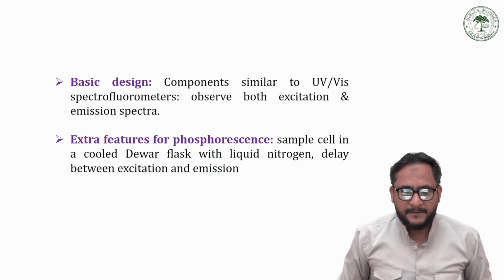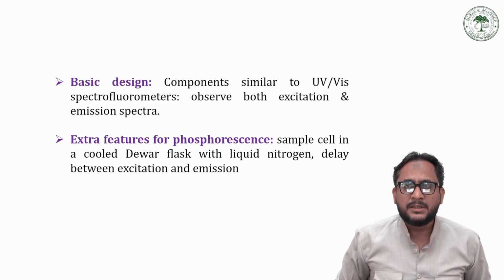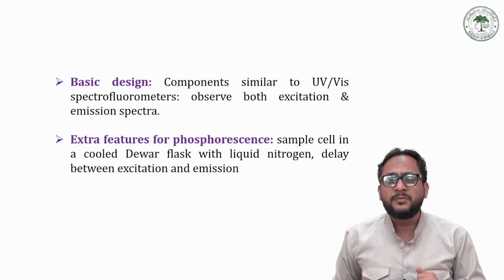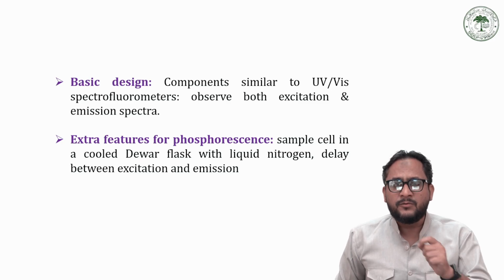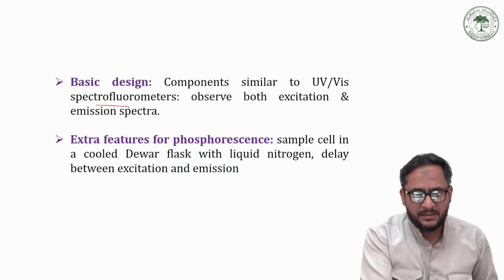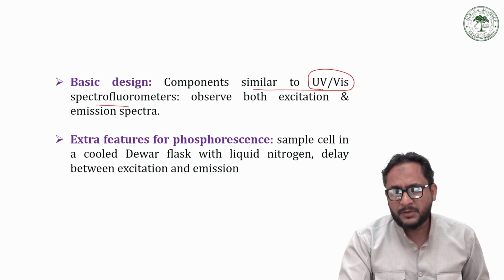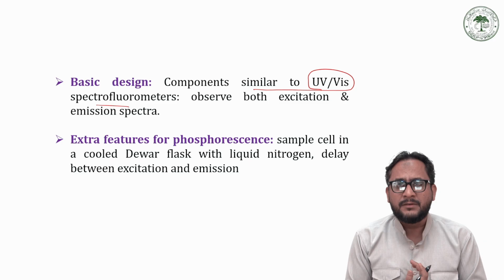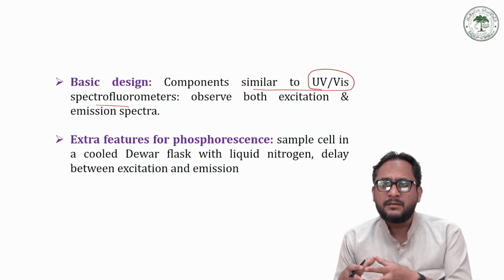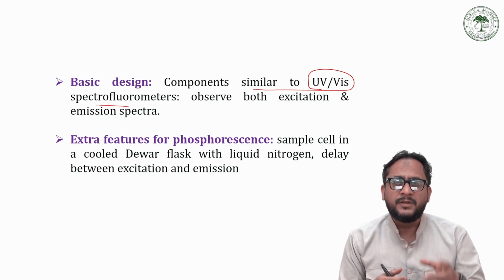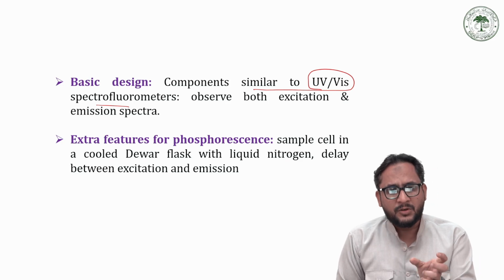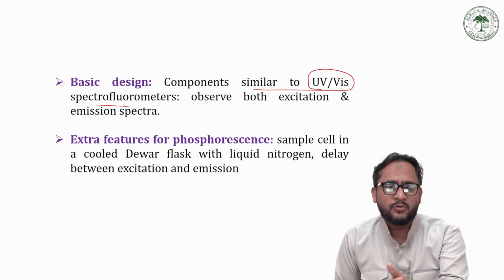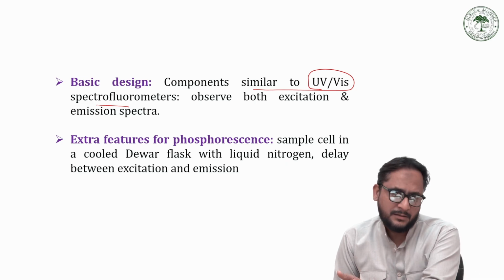The basic design of a fluorescence spectrophotometer, also known as a spectrofluorometer, is quite similar to our UV visible spectrophotometers, because UV visible spectrophotometers also have a light source, a sample tube, a detector, and a monochromator. We have one monochromator in the case of UV visible because we only place it before the sample tube, so that incident light passes through the monochromator, a few selective wavelengths are chosen, and then it enters the sample tube.